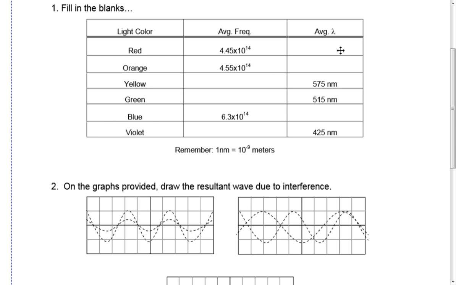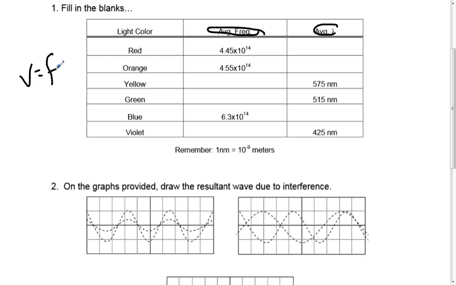Okay, here we go. For this chart, we are going to solve for the wavelength and/or the frequency. The whole thing for this worksheet, or at least part one, is V equals F times lambda. Velocity equals frequency times wavelength. In all of these, we are talking about light.